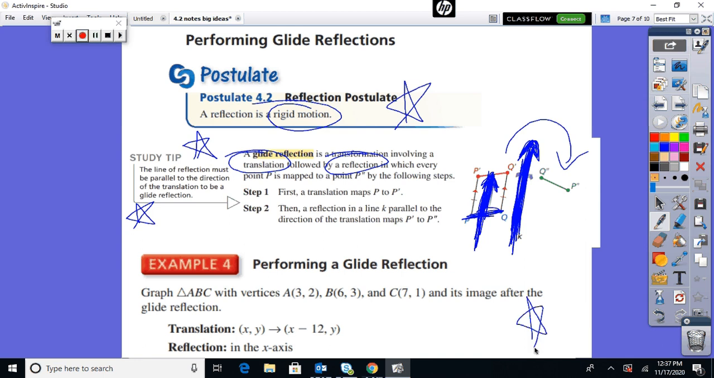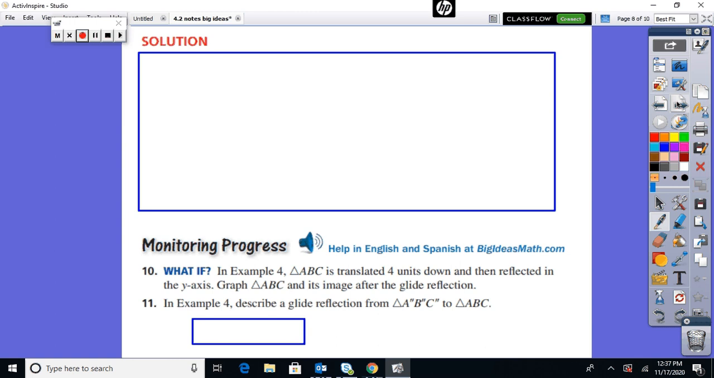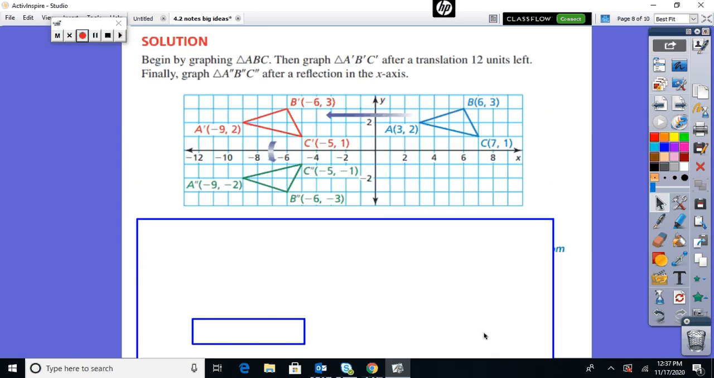And again, you can use GeoGebra for any of these things. It wants us to translate. So this would be the vector <-12, 0> in component form. Slide it 12 to the left and then nothing up or down. And then reflect it in the x-axis. All right, so it's going to look like this.